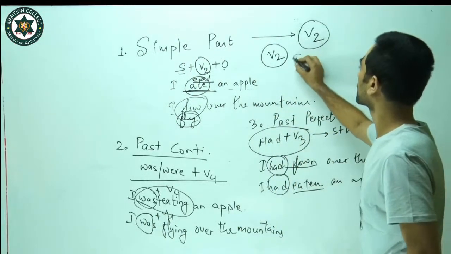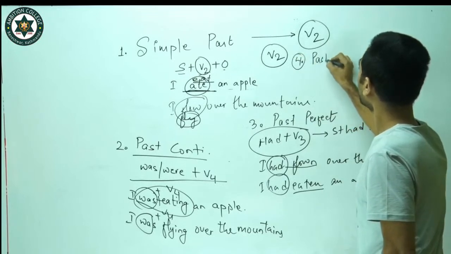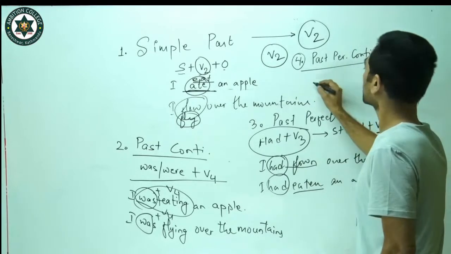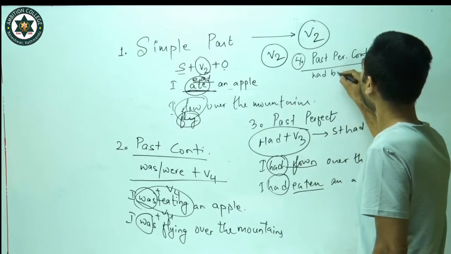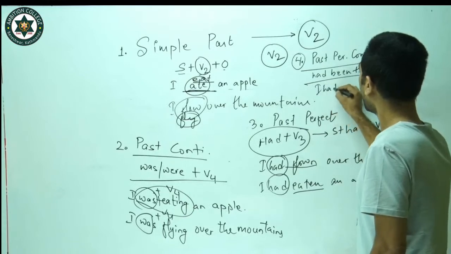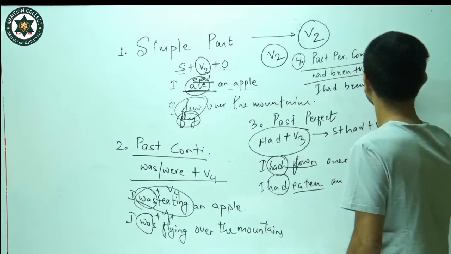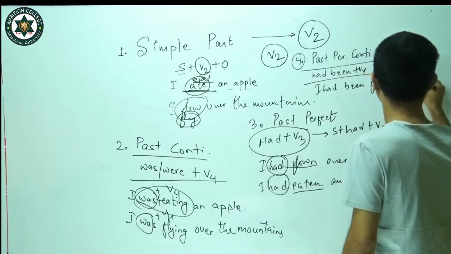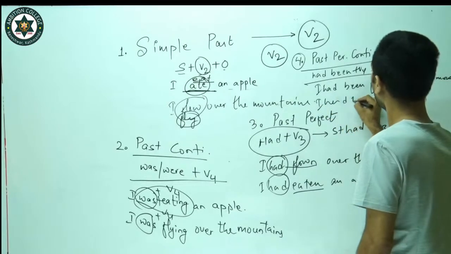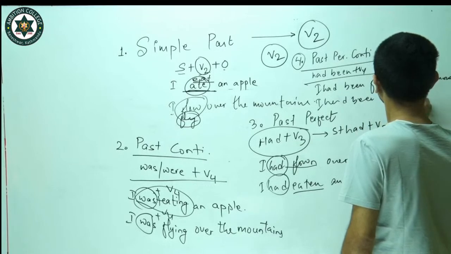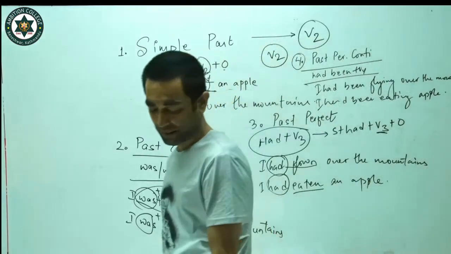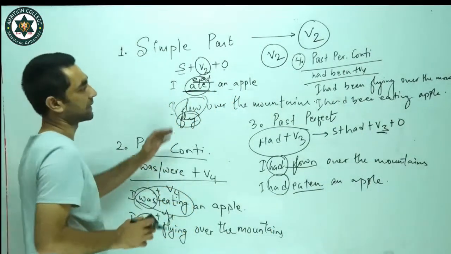Now we have the fourth structure, and that is past perfect continuous. For this structure we use had been plus V4. That is, I had been flying over the mountains. I had been eating an apple. Now these are the four different structures for the past tense.